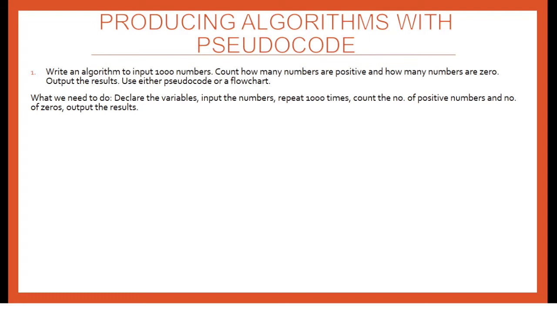To solve this, I like to start by noting down the important key terms. To create this algorithm, we need to declare the variables, input the numbers, repeat 1000 times, count the number of positive numbers and number of zeros, and then output the results. The 2 variables we need to find are the number of positive numbers and the number of zeros.